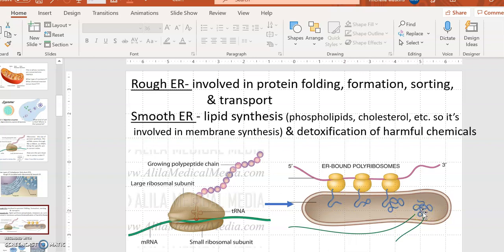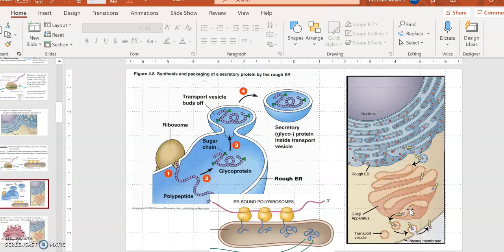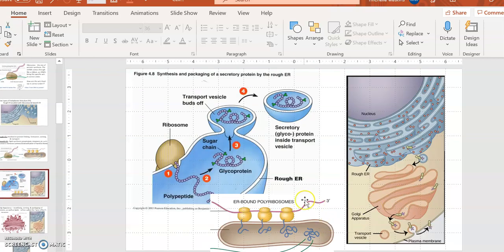So the rough ER is receiving the protein chain. And if you notice, the folding, which is such a big deal in proteins, if you remember, the folding occurs inside the rough ER. Okay, so here's another picture of the same thing. This is the same thing diminished here in this picture.